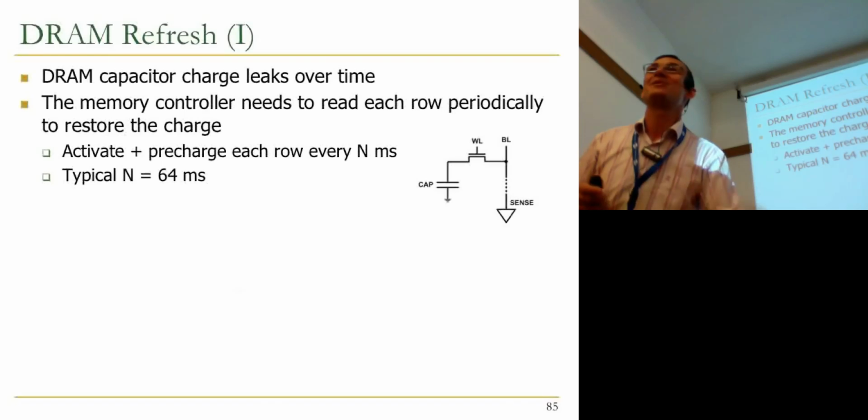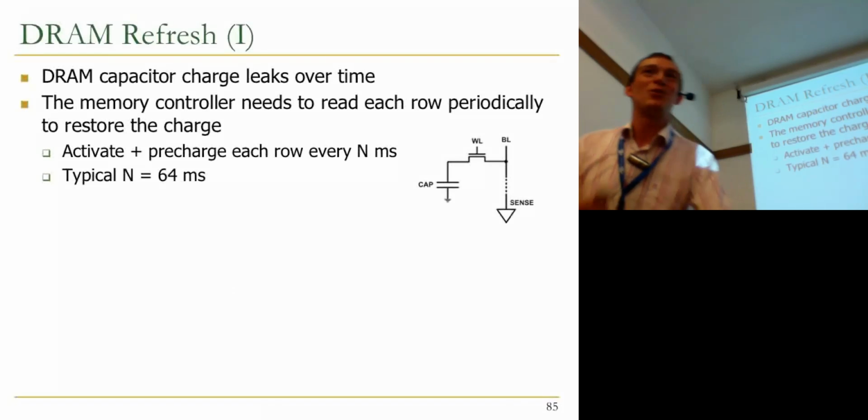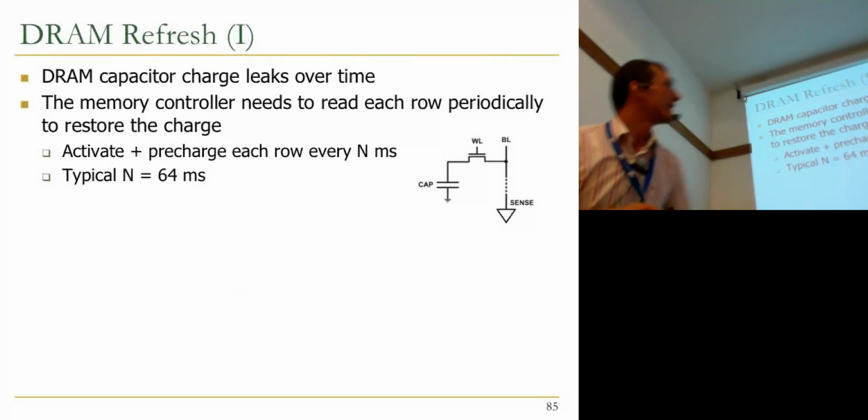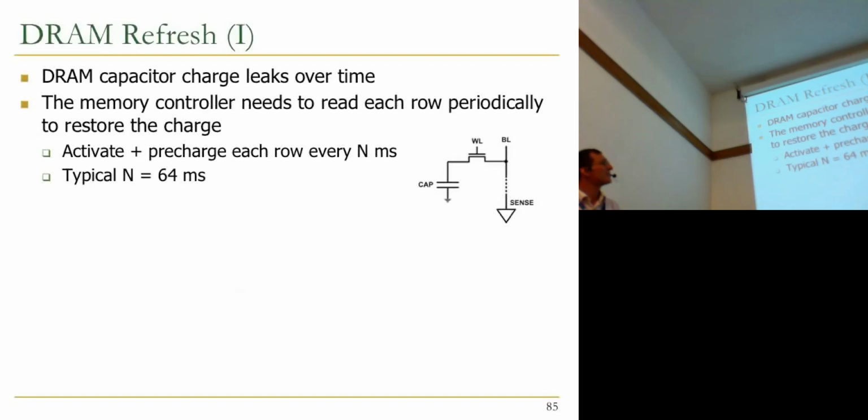Okay, we still have some time. So, switching gears a little bit, one important issue we'll cover is DRAM refresh. And we already talked about it. The problem is that the DRAM capacitor charge leaks over time, and the memory controller needs to read each row periodically to restore the charge. What does it mean to read each row periodically?